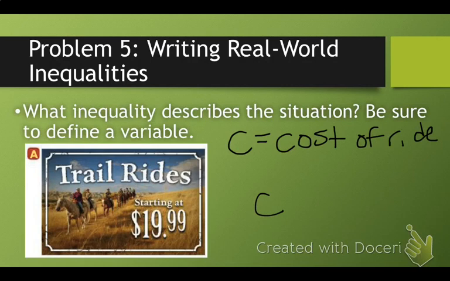I notice that the ride is starting at $19.99. So when I see the word starting at, that leads me to believe that that is the lowest price that I will pay, and that there is a possibility that I will pay more than that. So I believe that my variable, my end cost, is going to be greater than or possibly equal to $19.99.